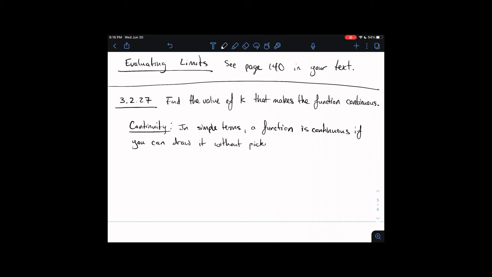There is a better, more rigorous definition probably in your text, if not in other texts. But this should be about all you need to know.